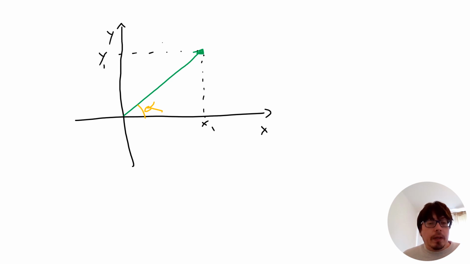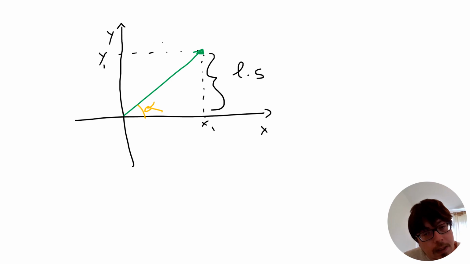and we know that this length here from the Pythagorean theorem is the length of the vector times sine alpha, and the other is cosine alpha.